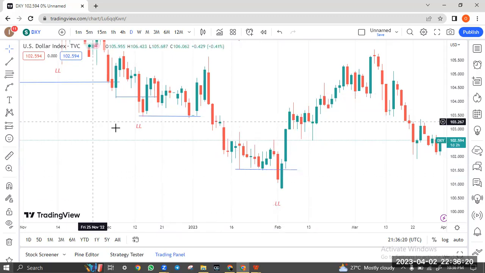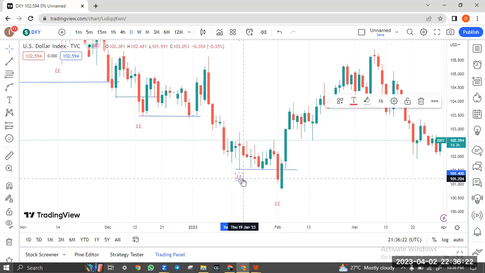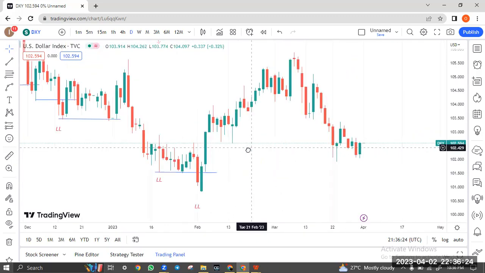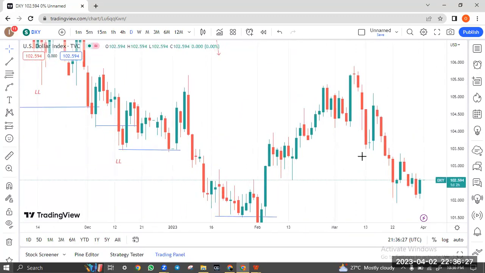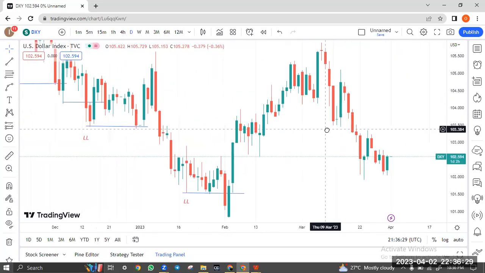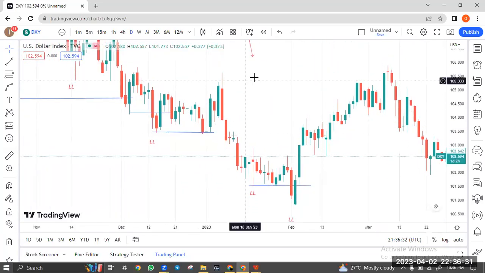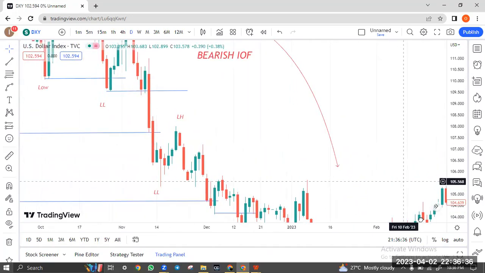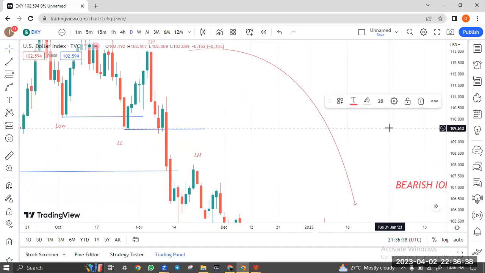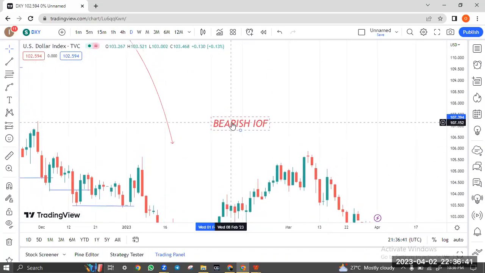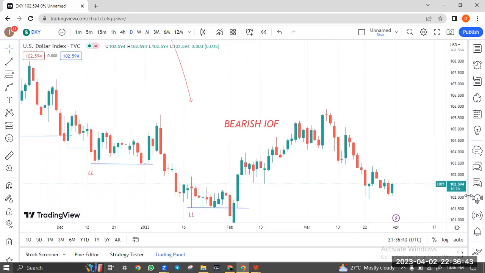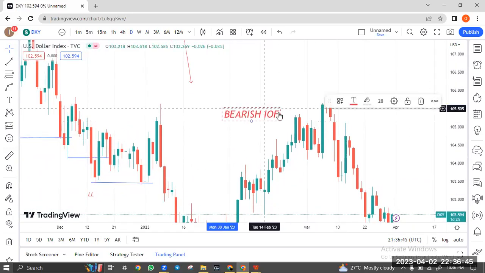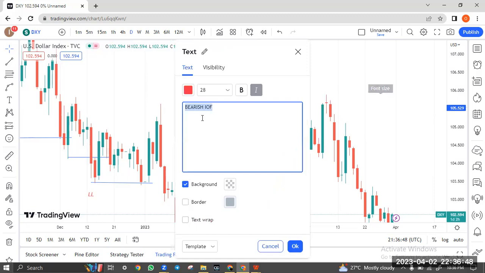So they took out liquidity here. This was a lower low. They took out liquidity here. Now they changed their movement from selling to buying. So now this is no longer a bearish institutional order flow, but a bullish institutional order flow. In a bullish institutional order flow, we have higher highs and higher lows, no more lower lows and lower highs. So this is the opposite of that.